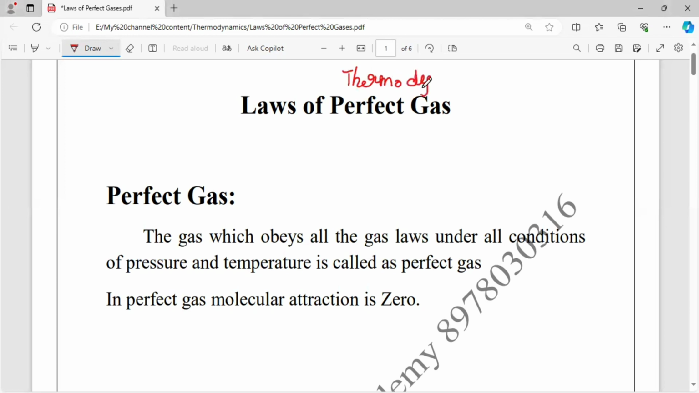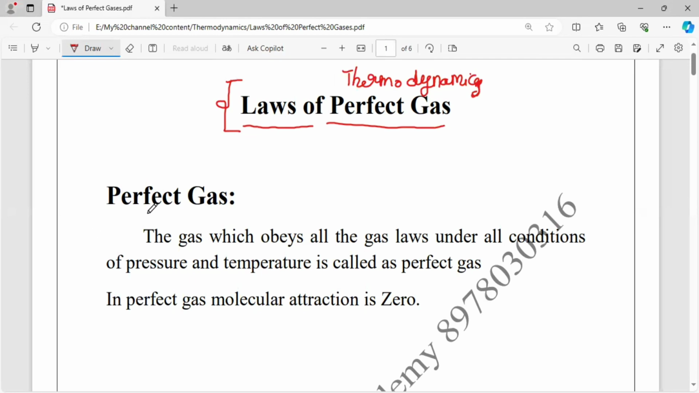Thermodynamics. To learn about thermodynamics, first of all, you should know the basics. So in this video, we have to concentrate on the laws of perfect gas. From the ECET and GATE point of view, these are the basic fundamentals of thermodynamics.